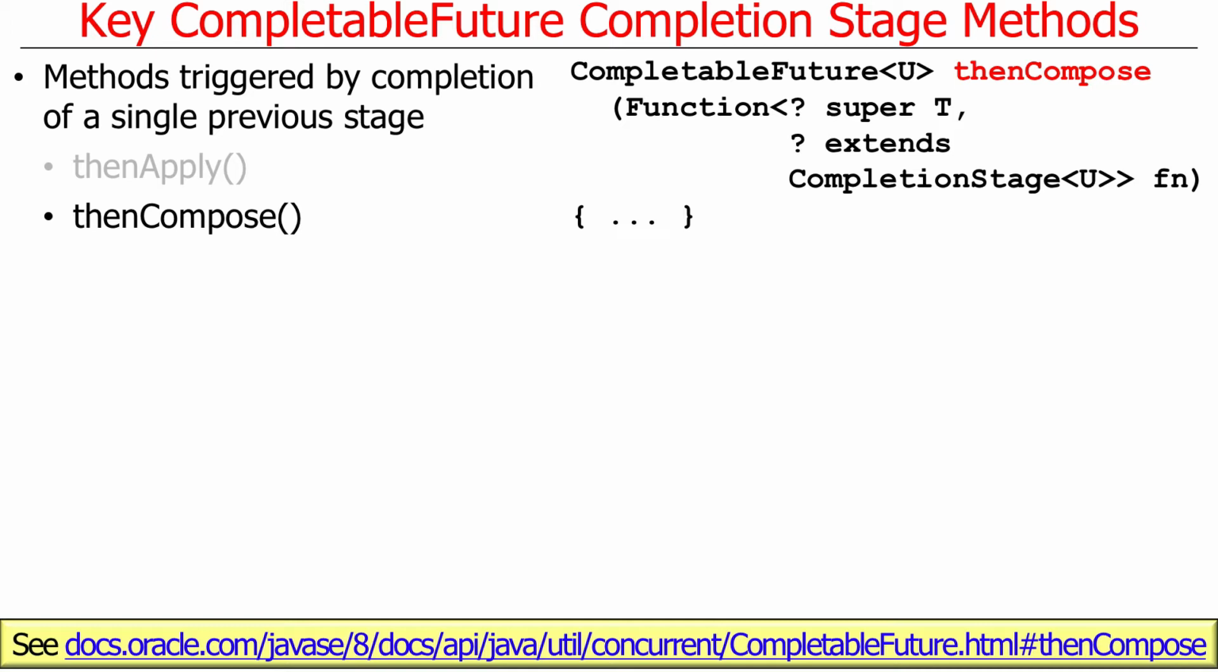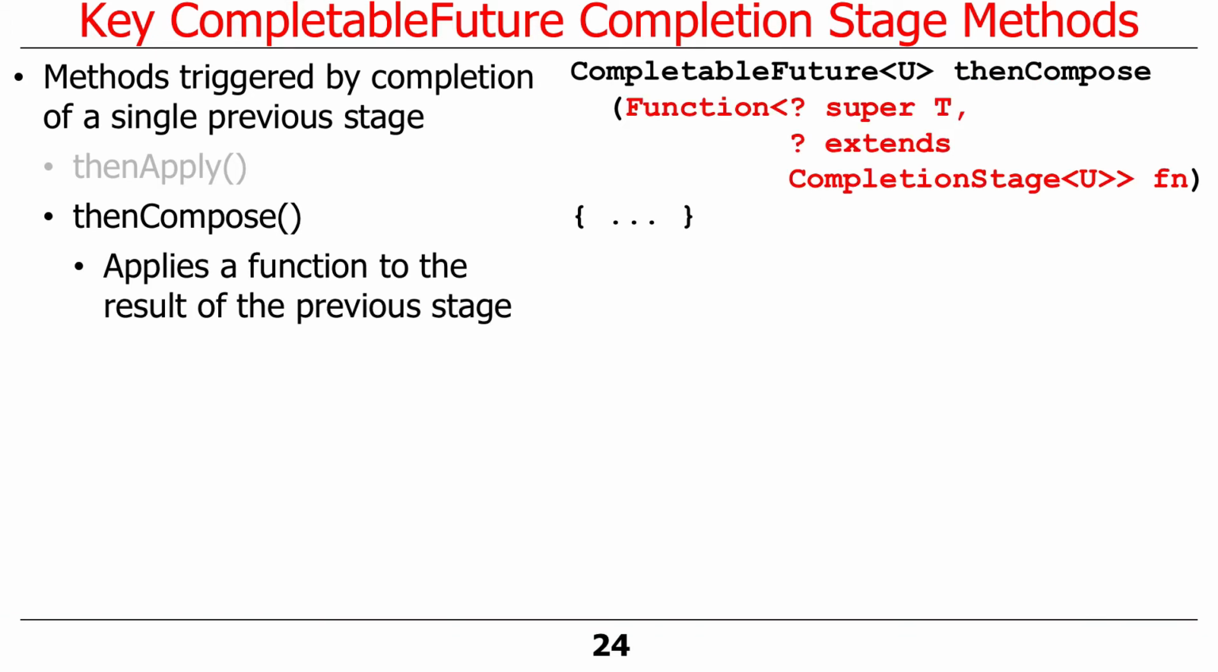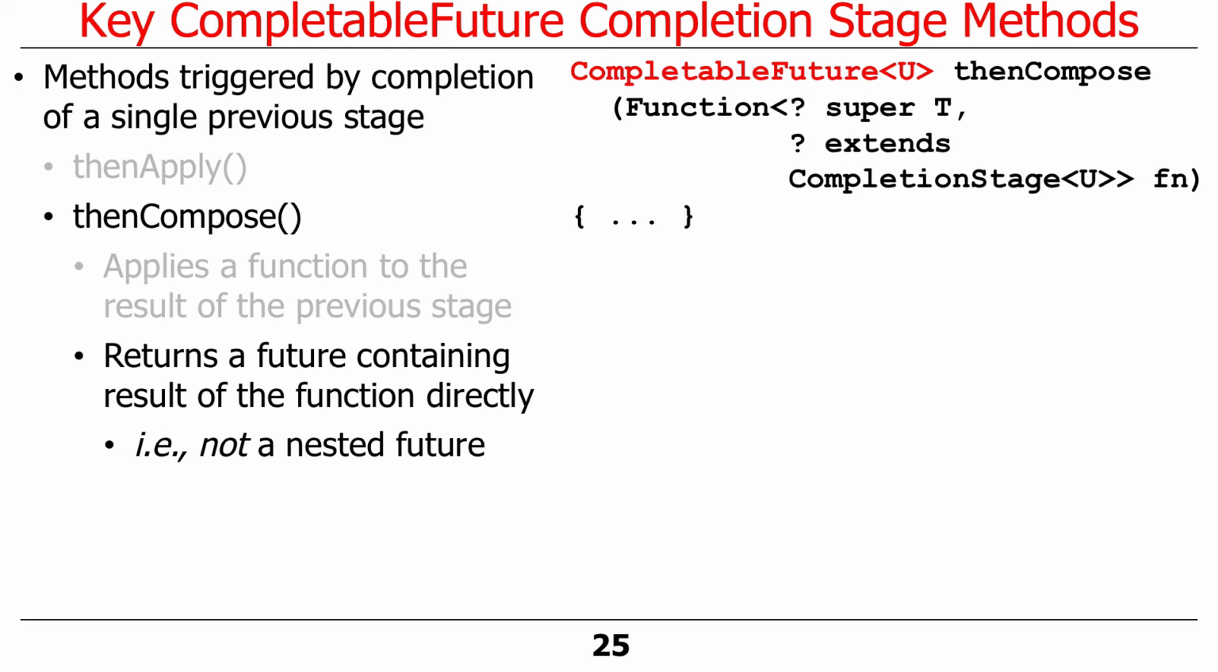There's a limitation with thenApply, and to solve that limitation, we have another method called thenCompose. And thenCompose is a bit more powerful, and we'll talk about how it works. So we have thenCompose. This applies a function action to the result of a previous stage. So far it sounds pretty much like thenApply. However, what it does is it returns a future to the result of the function directly, rather than returning a nested future. And you'll see in a second why we have this method.